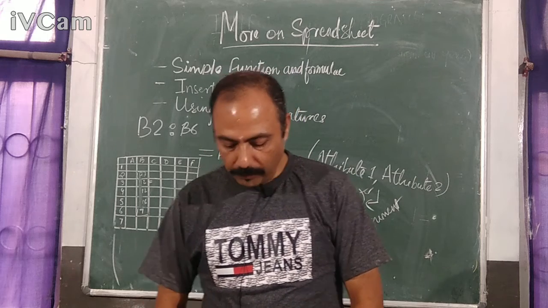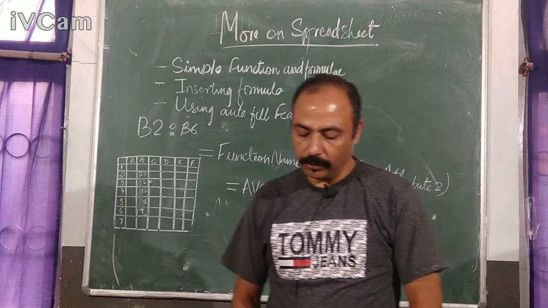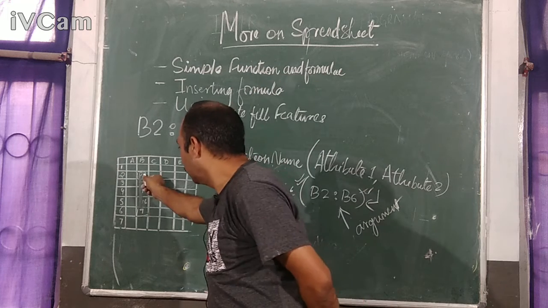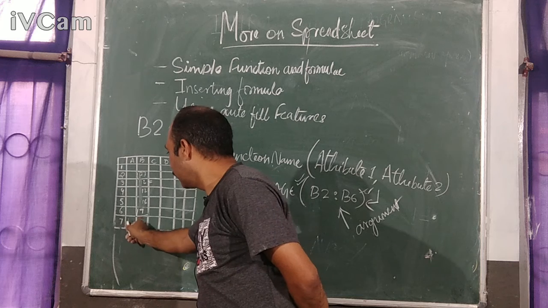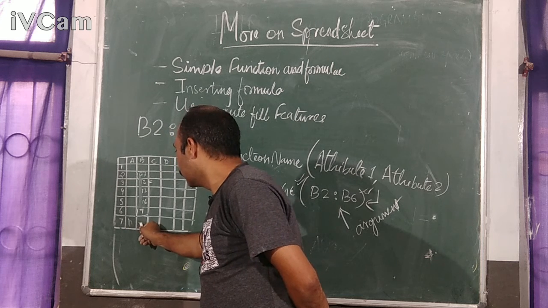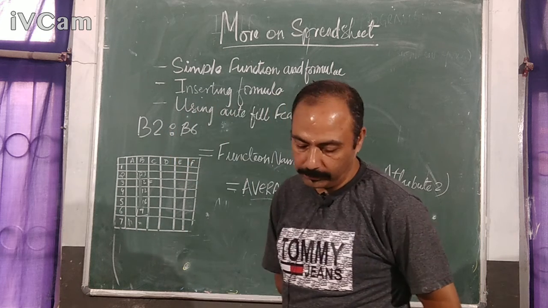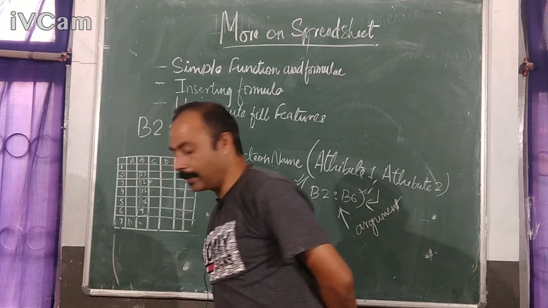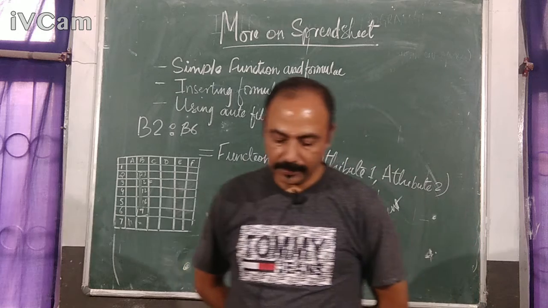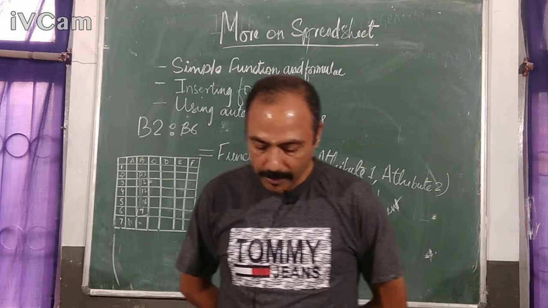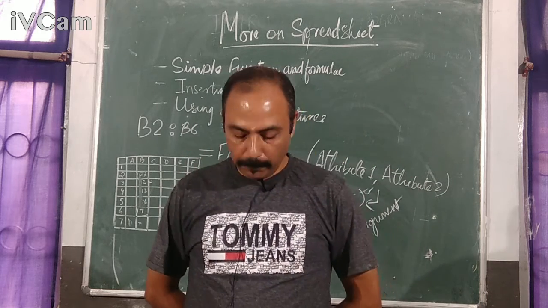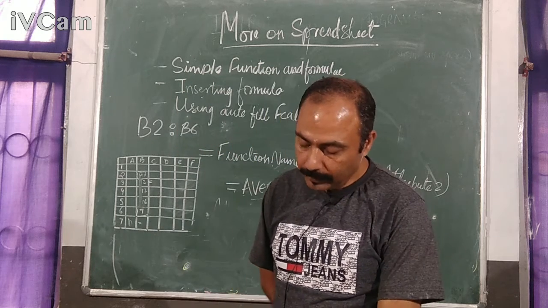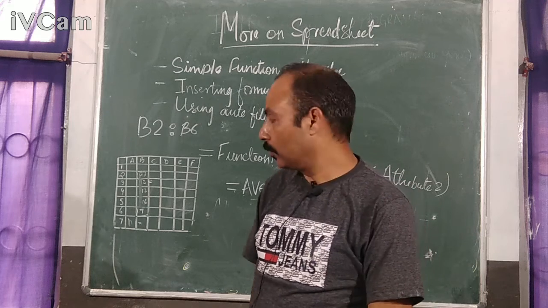To insert a function, click on the cell in which you want to insert the function. Suppose I want to get the average of this; I can write average here and use the function. You have to make the cell active where you want to write the average. On the Home tab, in the Editing group, click the arrow next to AutoSum.